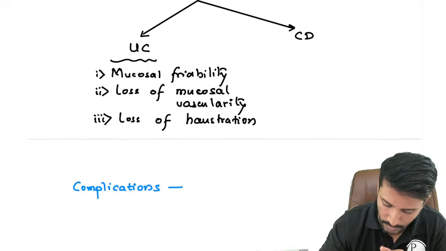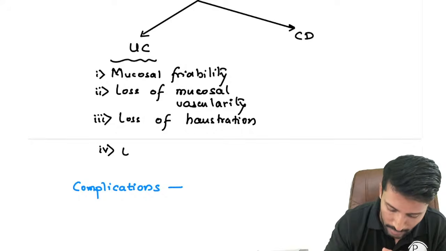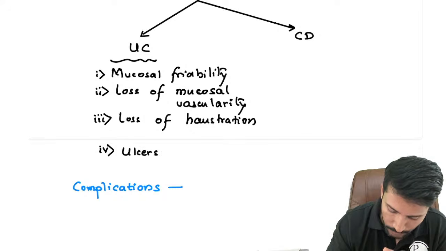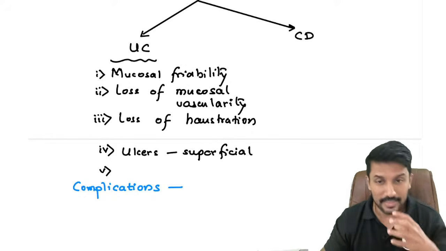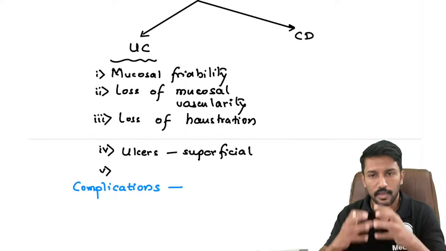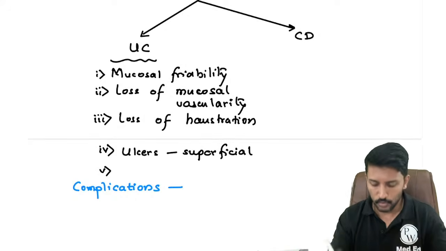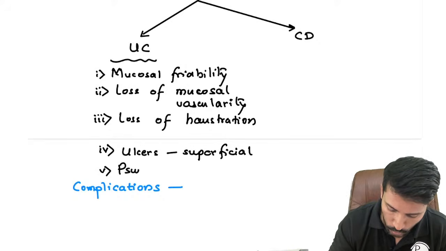Then fourth, you will have ulcers which are superficial. Fifth thing, this inflamed mucosa can start pouching out like balloons. We will call them pseudopolyps.